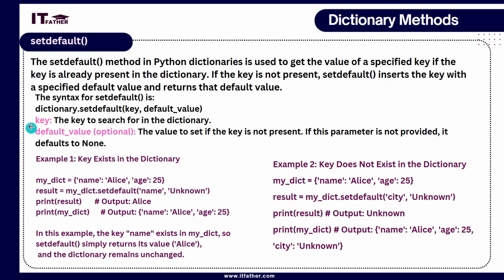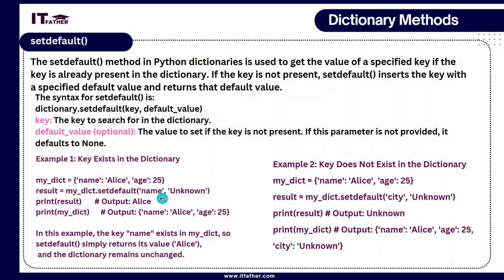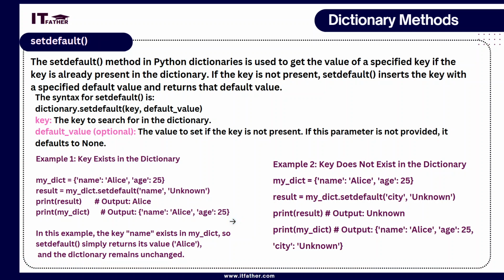So for example, we have example number 1. My dictionary has name colon Alice and age 25, two key values. Now if you write result equals my_dict.setdefault with name, which is a key, and unknown, it displays Alice as output, because this key is already present there. The second output is name Alice, age 25. It is not updated, meaning that because the key is already present, the value is not going to be updated.